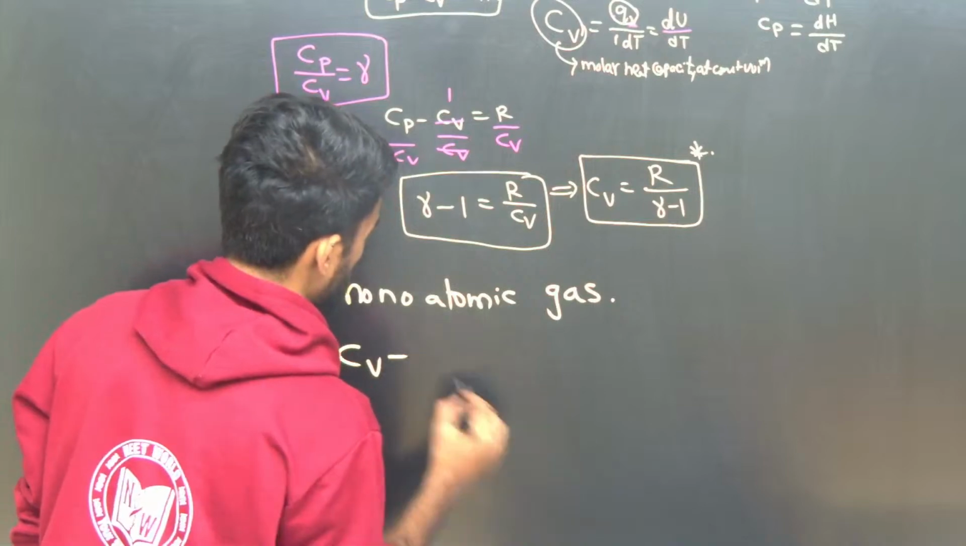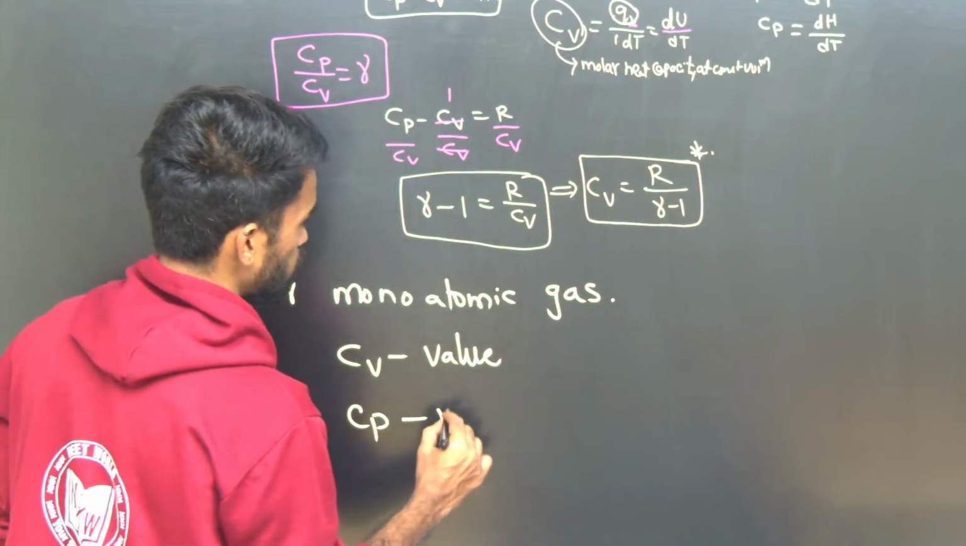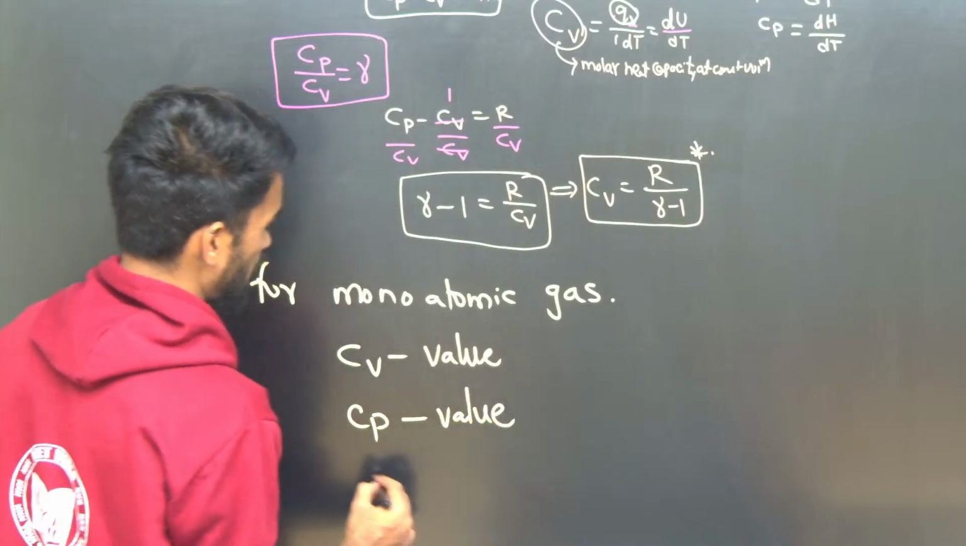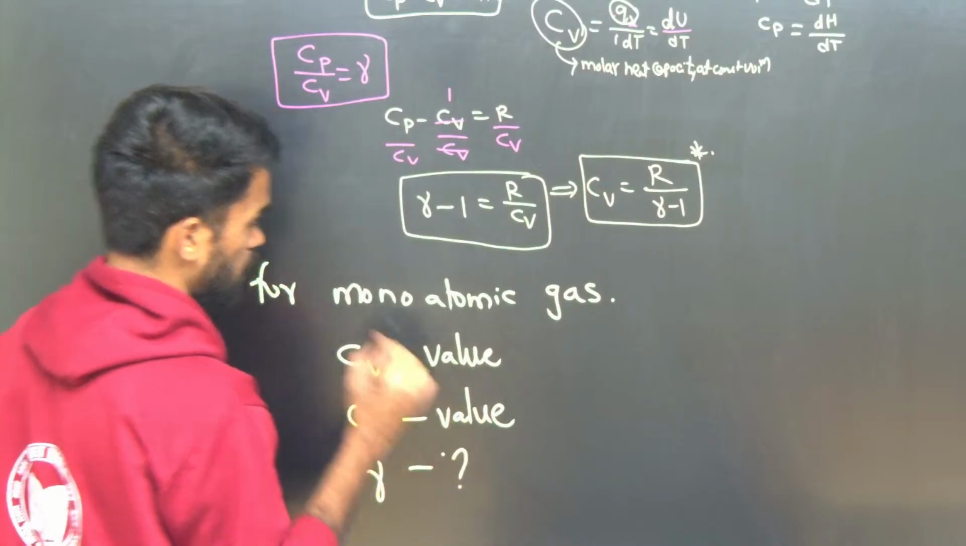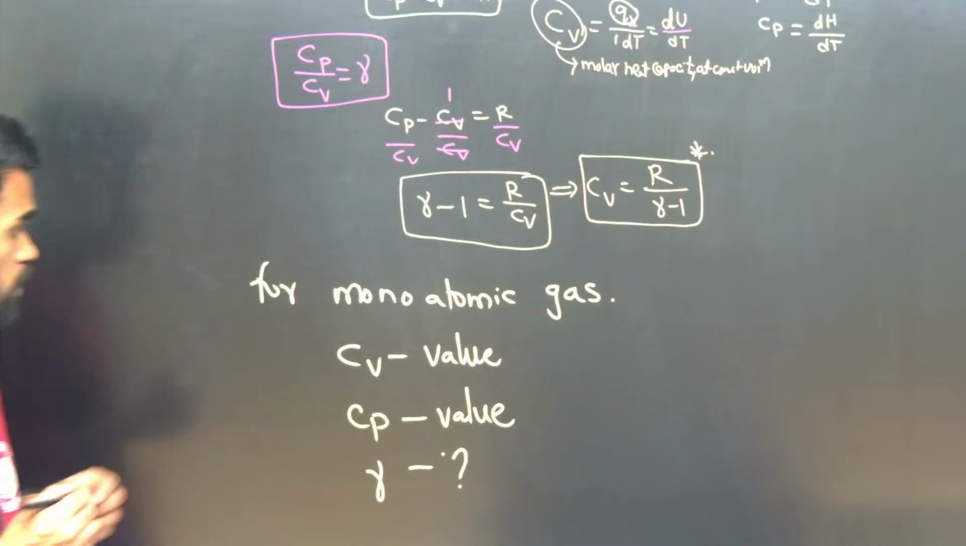Direct question you can expect. What is the value of Cv? And what is the value of Cp for monoatomic gas? And what is the value of gamma for monoatomic gas? These are the simple questions you can expect. Let me tell you how you can calculate this.